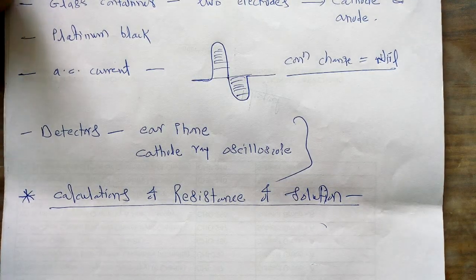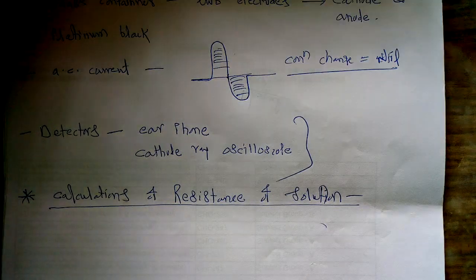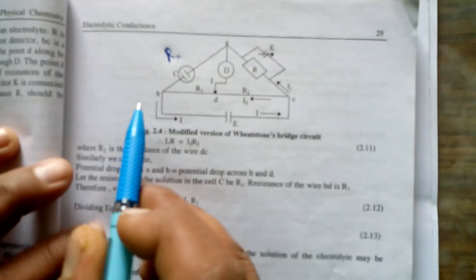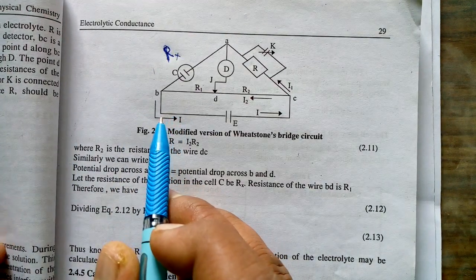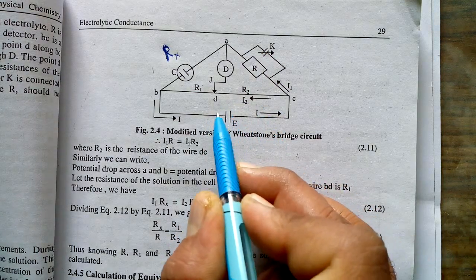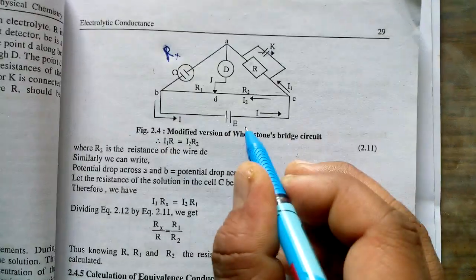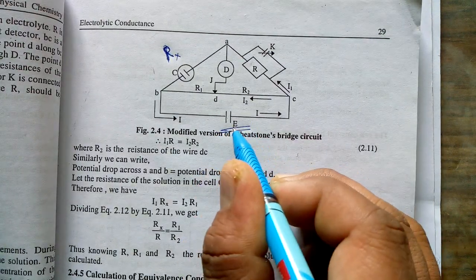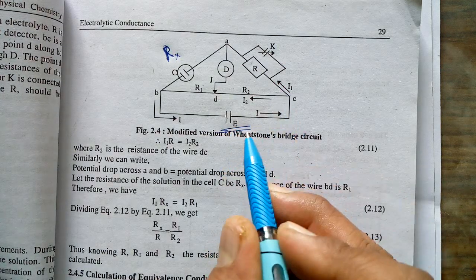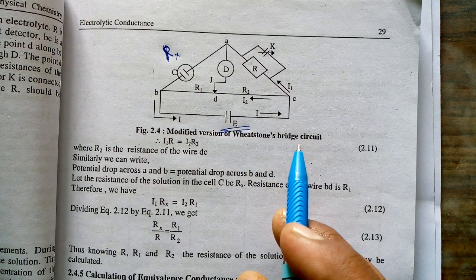To determine the resistance of a solution, another circuit diagram is used, similar to our previous Wheatstone bridge circuit. Only one change is there: the source taken in the first figure is replaced by a battery. This is the important change, and this is a modified version of the Wheatstone bridge circuit. Other parts remain the same.